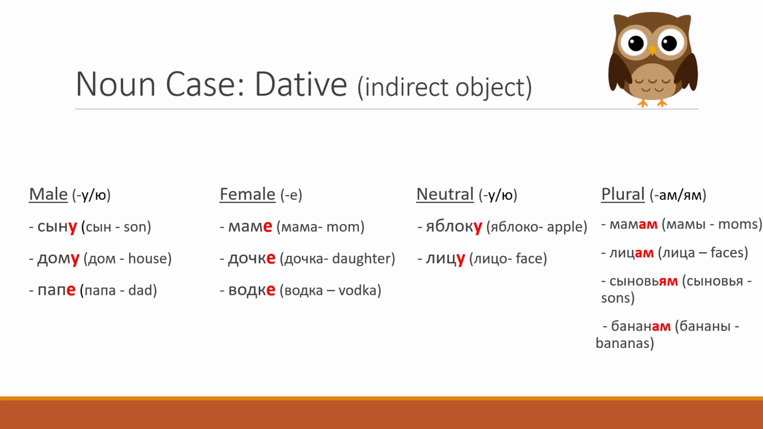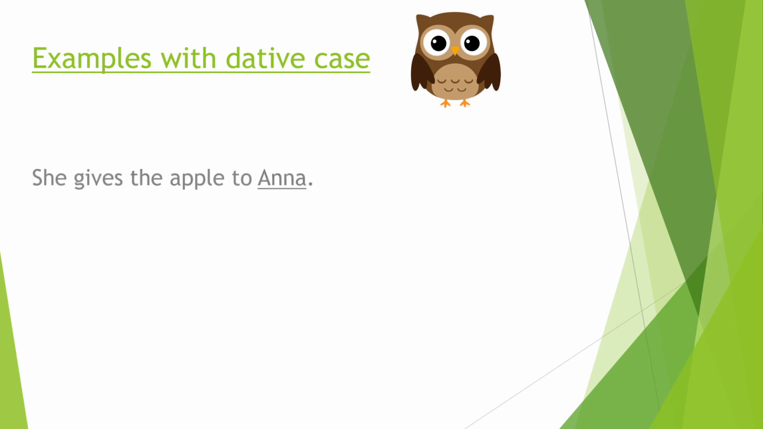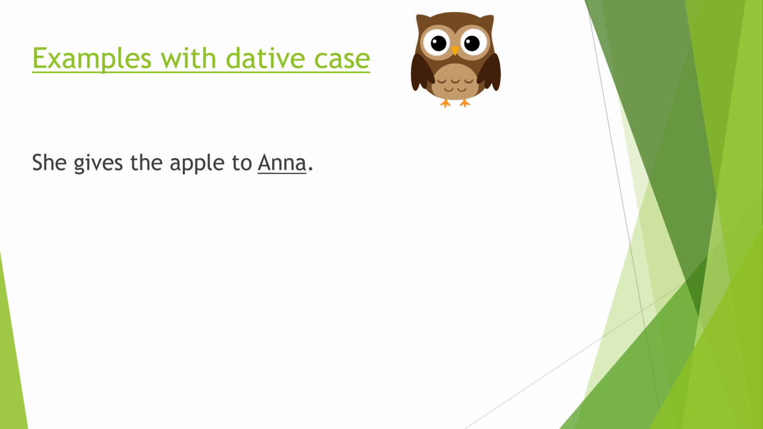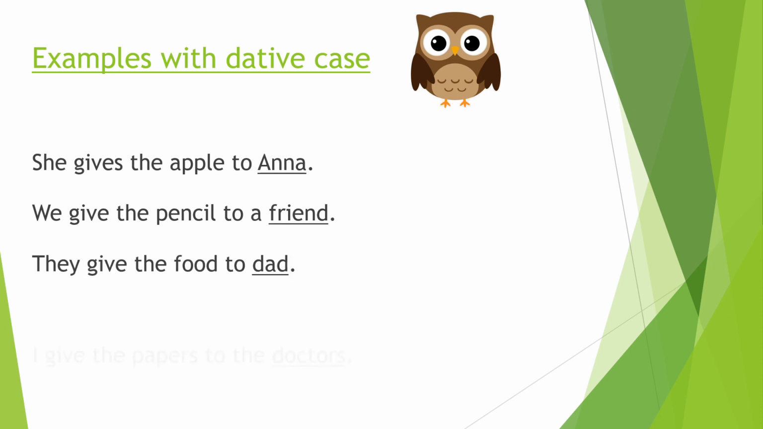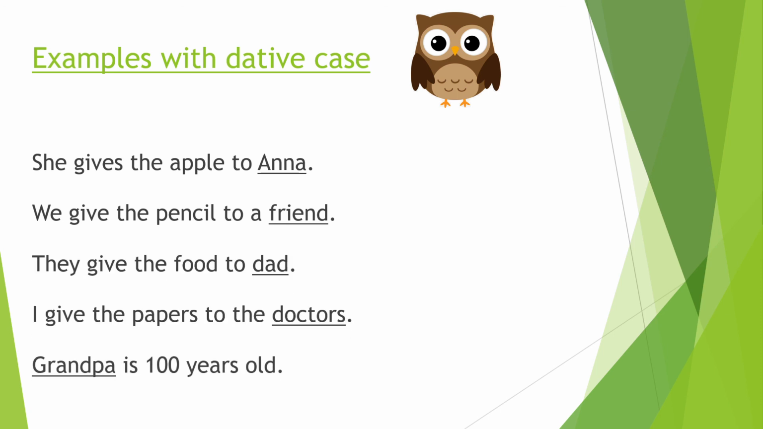Okay? So let's look at some examples with the dative case. She gives the apple to Anna. We give the pencil to a friend. Oh wait, all the English ones come first, so let's look at the translation for the first one. She gives the apple to Anna. Она дает яблоко Ане. And remember, for this one, order really doesn't matter. So you could say она Ане дает яблоко, or она дает Ане яблоко. It can go anywhere. It is clear that it is to Anna because it is in the dative case.